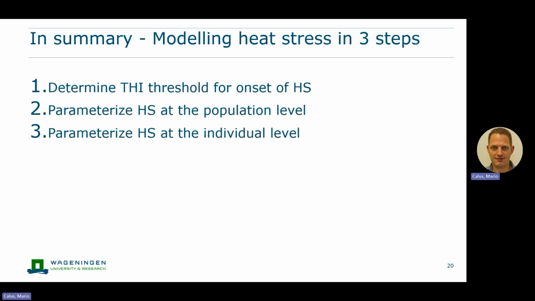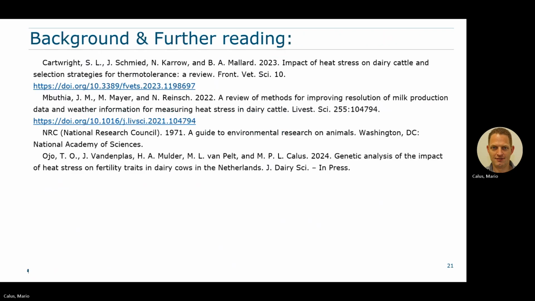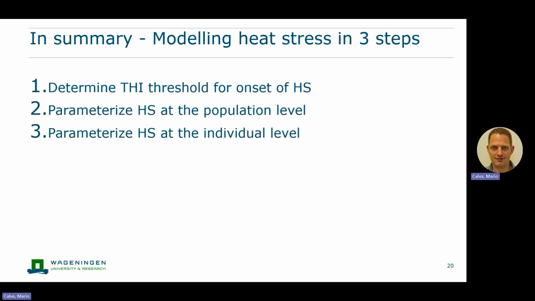So just to summarize this part, modeling heat stress is typically done in 3 steps. First, you need to determine the THI threshold where heat stress starts. Then you need to parameterize the heat stress at the population level, so the average heat stress in the population, and then the deviation of that at the individual level, that's the third step, gives the breeding values of these individuals. Questions about this?